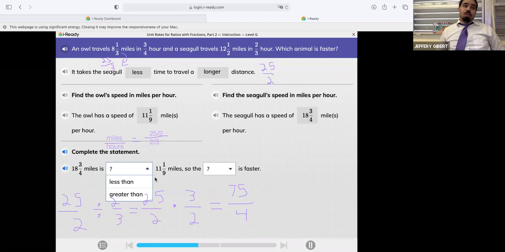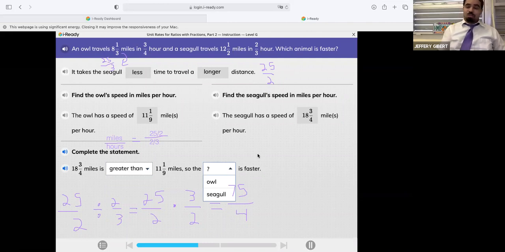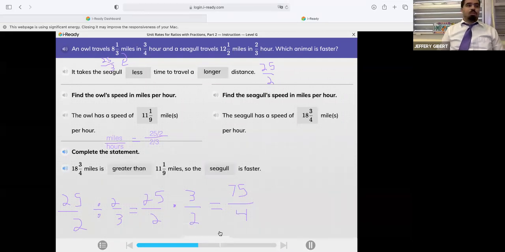Is the 18 less than the 11, or is the 18 greater than the 11? Greater. So does that make the owl faster or the seagull faster? The owl's actually slower because the owl only goes 11 miles, while the seagull goes 18 miles. Oh, the seagull's faster. I'm in my slow moment.